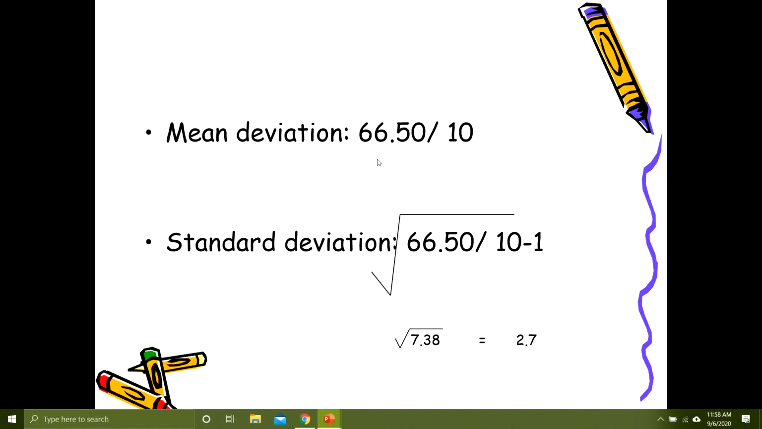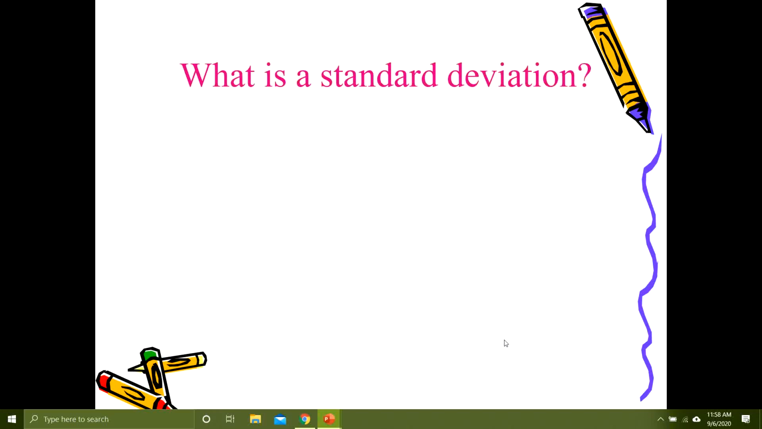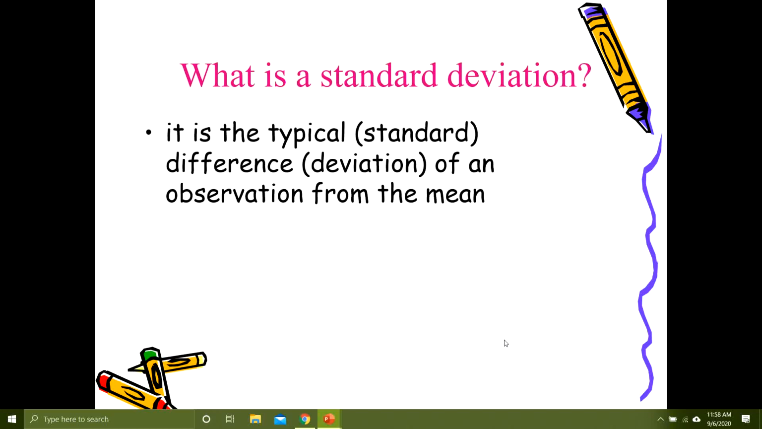So standard deviation means the variance, which was 66.50. Mean deviation was 0. The variance was 66.50 divided by 10. And in case of standard deviation, you will divide 66.50 by 10 minus 1, whole under root, and this will give you a standard value of standard deviation. So whenever you want to find out the difference of each value from the mean in a sample, you will calculate standard deviation, because mean deviation will always be 0.